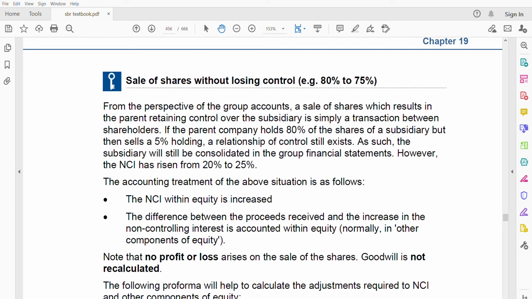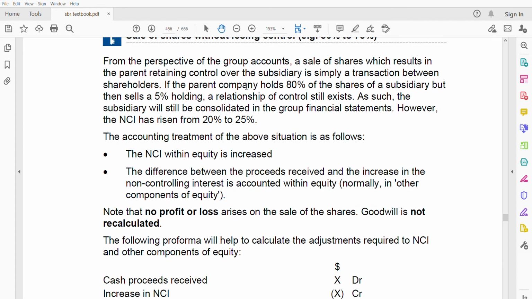Just reverse it. This time this is sale, but still you are not losing control, from 80 to 75%. So everything is repeated. The only difference is NCI is increased here. That's it. Rest everything remains same. You don't have to calculate goodwill, no profit or loss. Still the difference will go to other components of equity. This is also not a transaction. So still you can keep on continuing to consolidate the subsidiary.